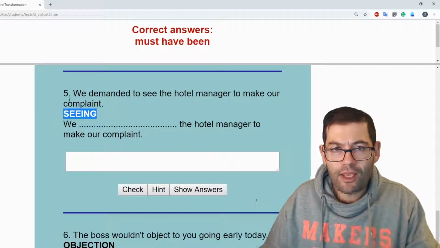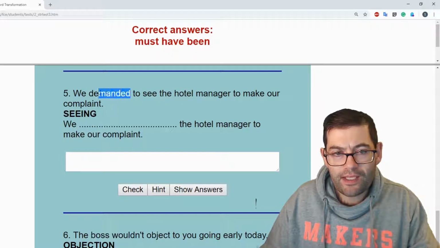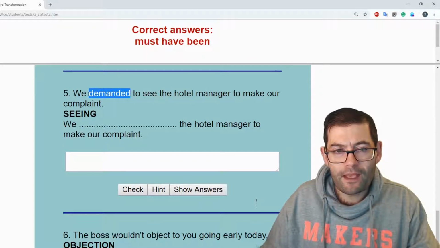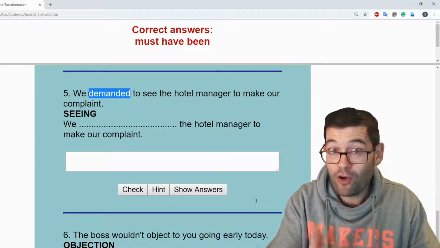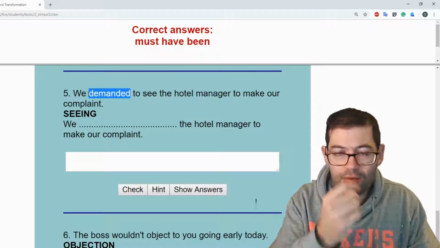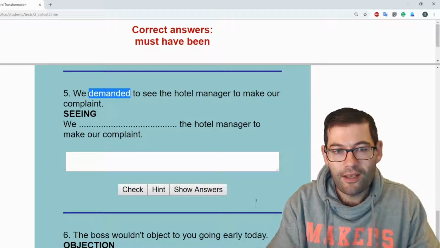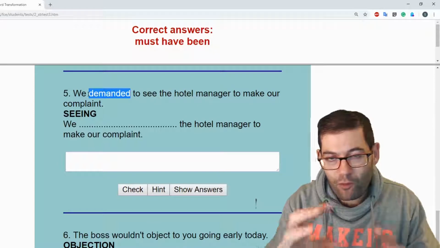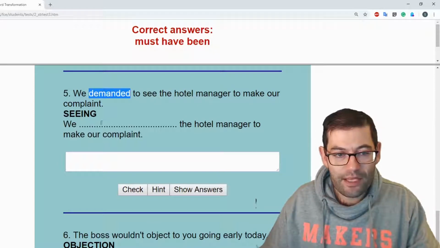So, and if we look for a different way to say "demanded", then suddenly, if you've got a good knowledge of vocabulary, and I grant you that this is quite a difficult question, all of the pieces fit into place.